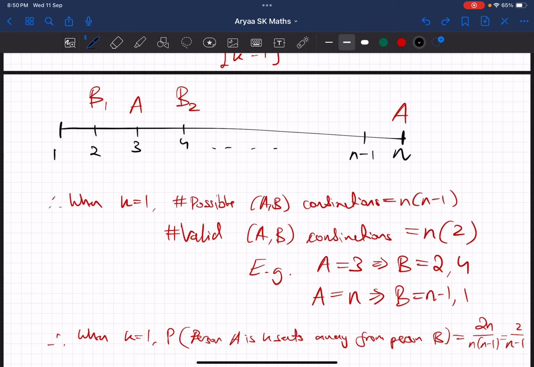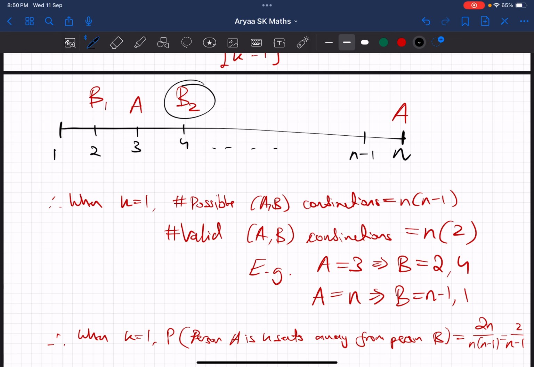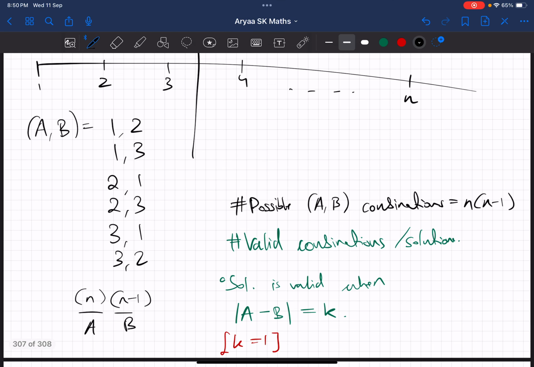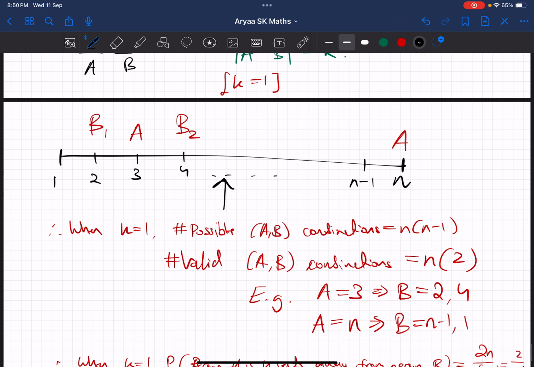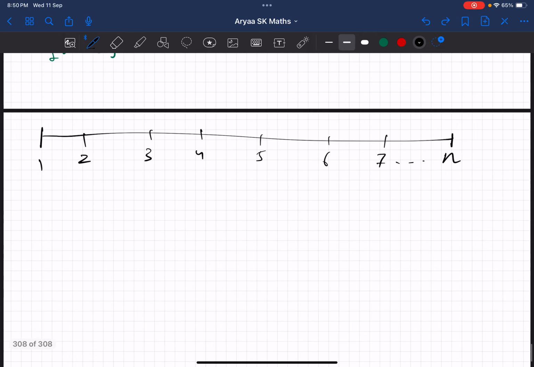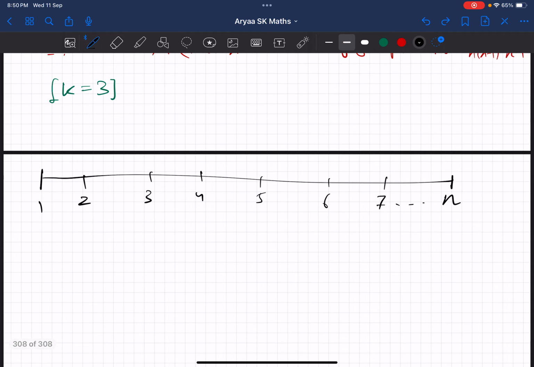So it makes sense that if we put A at 3, we could get one solution for B at 4, and then if we put A at 5, we'd also get another solution for B at 4. So this is essentially the same as selecting where B goes and then putting in A. But okay, that's good. Now, when k is equal to 3, well, that's going to mean if we put A at, let's put it at 4.